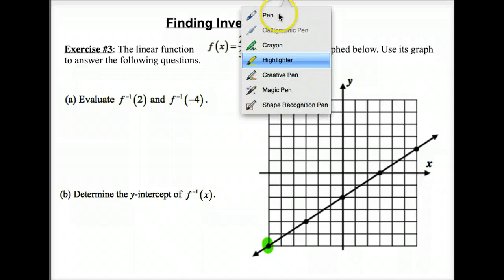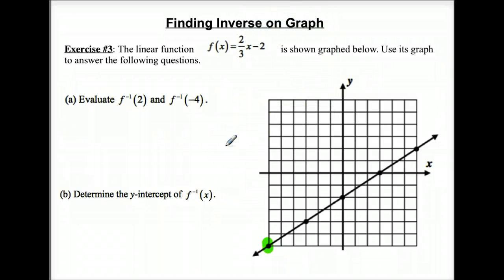So let's write that down. I'm going to erase this after. So I have (-3, -4). So the inverse would actually be 1, 2, 3, negative 4, 1, 2, 3. So that point will be right here. So I'm done with that.